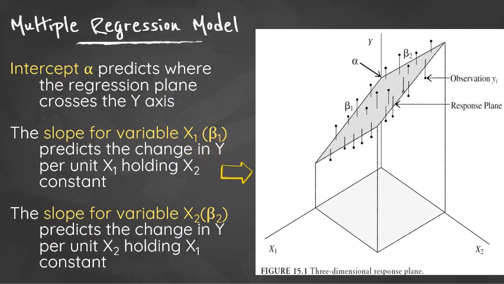This figure explains how the variables and coefficients are set up in three-dimensional space. Intercept alpha predicts where the regression plane crosses the y-axis. The slope for variable x1, beta 1, predicts the change in y per unit of x1, holding x2 constant. The slope for variable x2, beta 2, predicts the change in y per unit of x2, holding x1 constant.